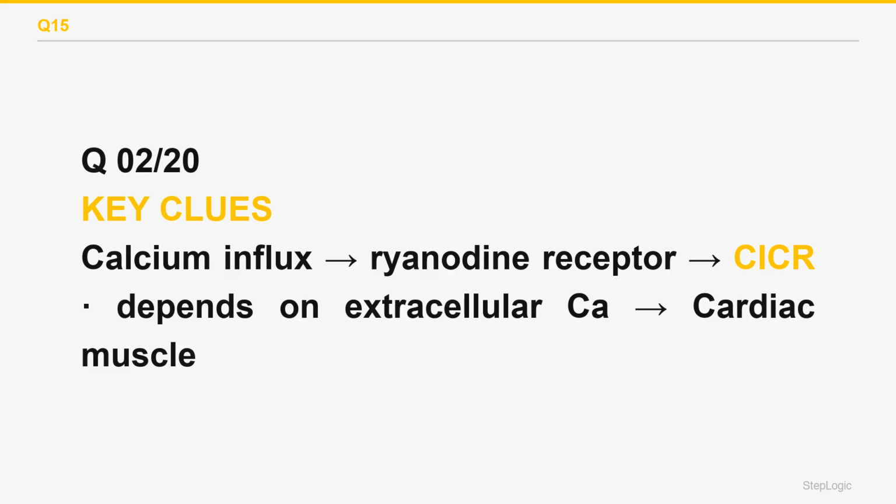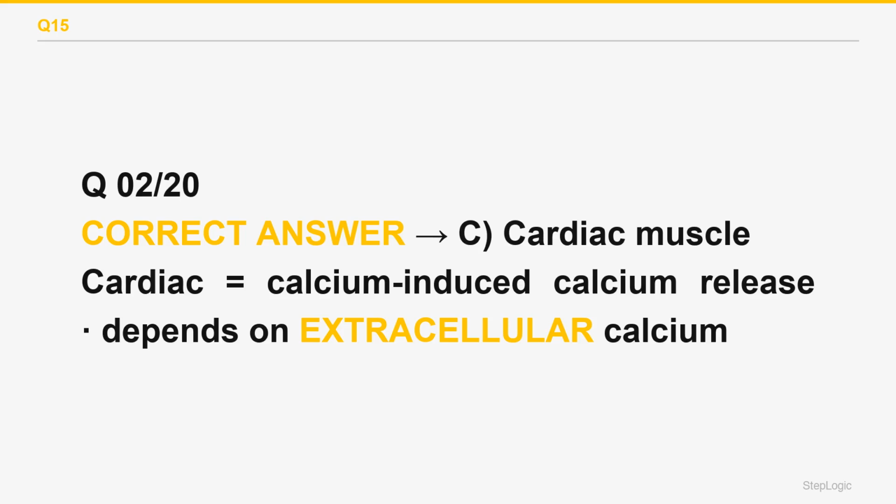This describes cardiac muscle. In cardiac myocytes, the action potential opens L-type calcium channels, allowing a small amount of extracellular calcium to enter during the plateau phase. That calcium triggers the ryanodine receptors on the sarcoplasmic reticulum to release a much larger store of calcium. Calcium-induced calcium release. This released calcium binds troponin C to enable contraction. Critically, because the trigger comes from outside the cell, cardiac contraction depends on extracellular calcium, which is why it is sensitive to calcium channel blockers and serum calcium. The correct answer is C.